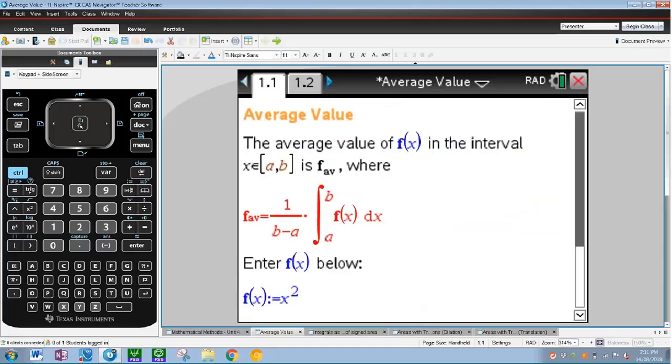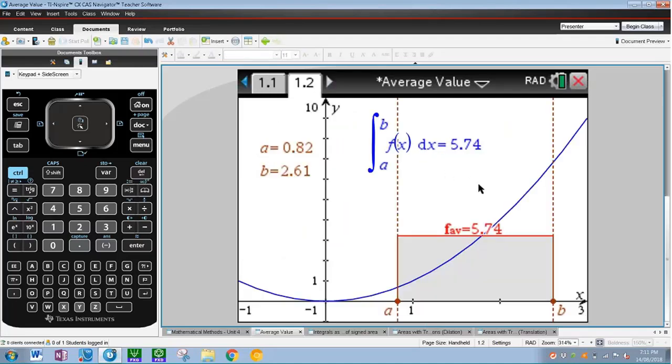Yes? Back on that other image of the live screen, which is fantastic, being able to move the values of A and B, just to confirm that where it says FAV in red, that's the actual area, just the same as the integral area above. Is that correct? That's exactly right, yes.